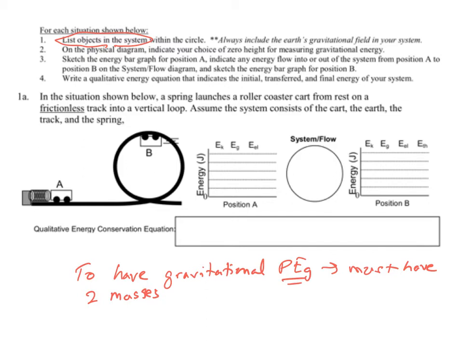So anytime I've got gravitational potential energy in a system, I'm going to include the Earth in the system. So that's what it tells us right here. We're going to indicate our choice for zero height to measure that gravitational potential energy. I'm always going to pick the lowest point in the problem. And I'm going to sketch the energy bar chart before at position A over here, and then after at position B at some later moment. Notice these are instants in time. This is not a movie. These are two different snapshots of points in time.